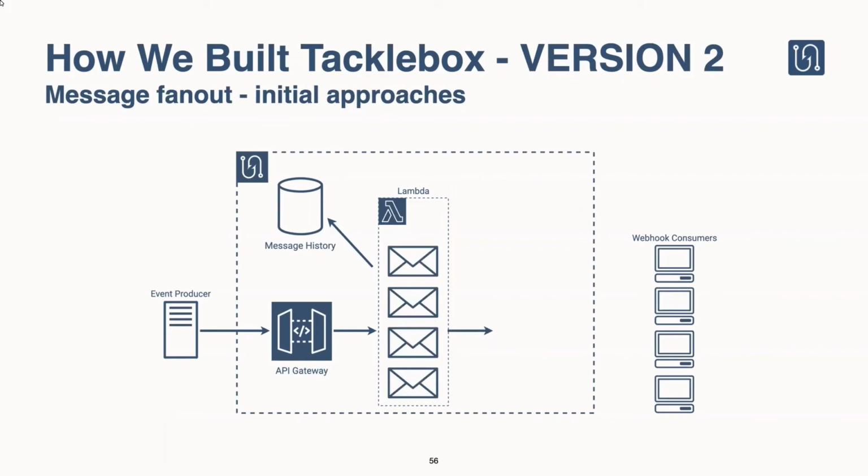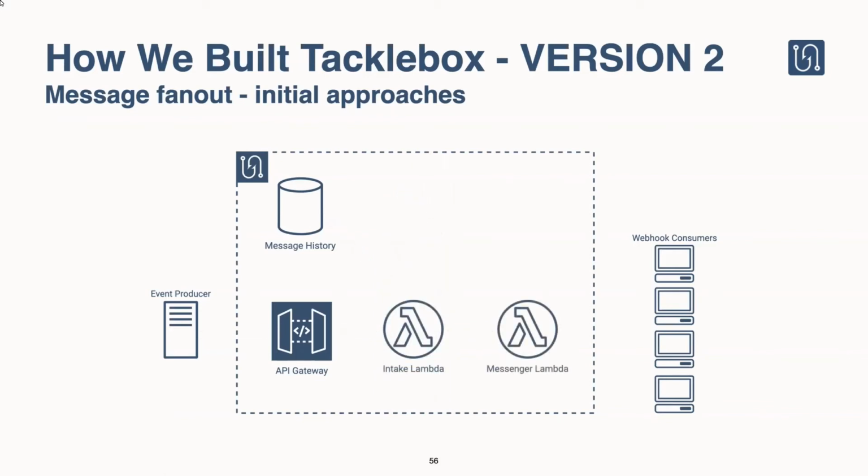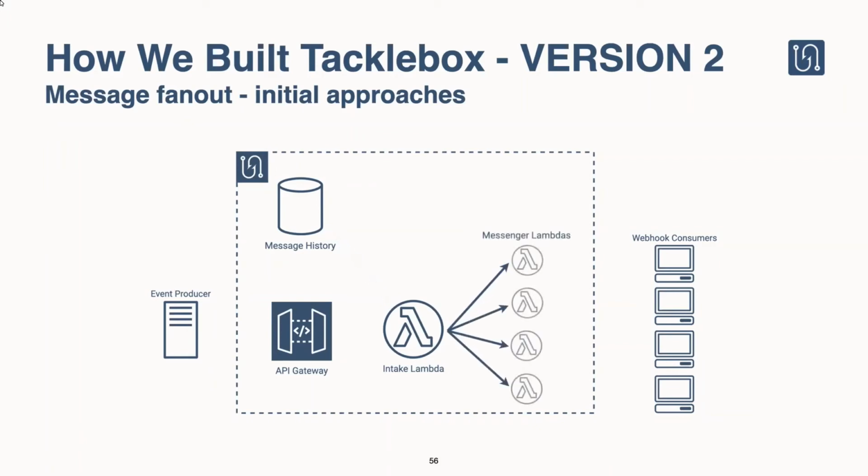So in order to reduce the strain on our Lambdas, we could have done a couple things. We could have added a second type of Lambda, which we'll call a messenger Lambda, which would allow us to separate the message creating, which is what the intake Lambda does, and message sending, which is what this new Lambda would do. With this approach, when an event comes in, our intake Lambda gathers the list of consumers that need messages and calls a separate messenger Lambda to actually send each message. This way, our messenger Lambdas can all run at the same time and don't have to wait for each other to finish.